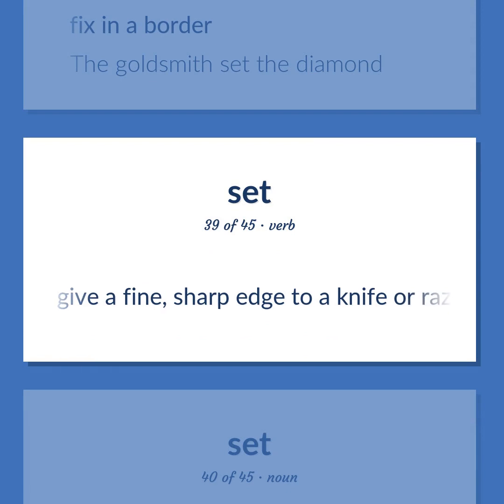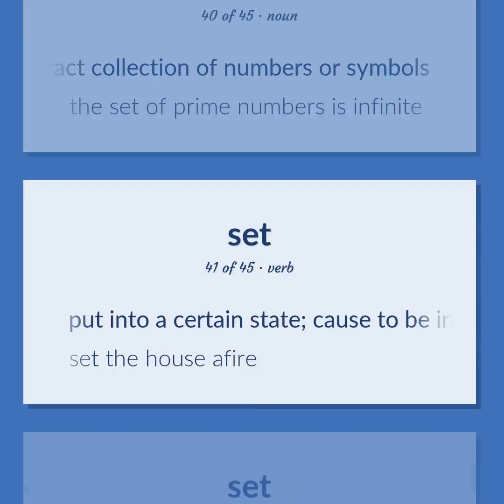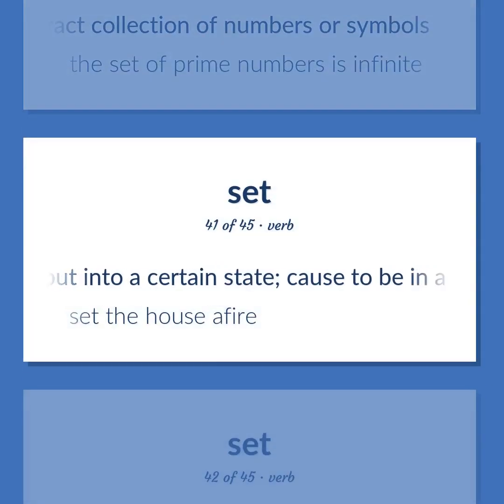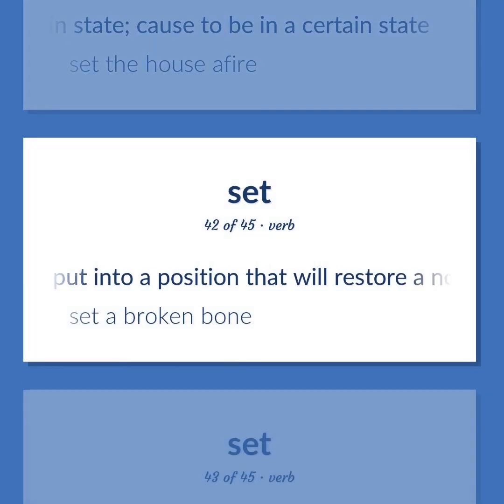Give a fine, sharp edge to a knife or razor. Mathematics, an abstract collection of numbers or symbols. The set of prime numbers is infinite. Put into a certain state. Cause to be in a certain state. Set the house afire. Put into a position that will restore a normal state. Set a broken bone.